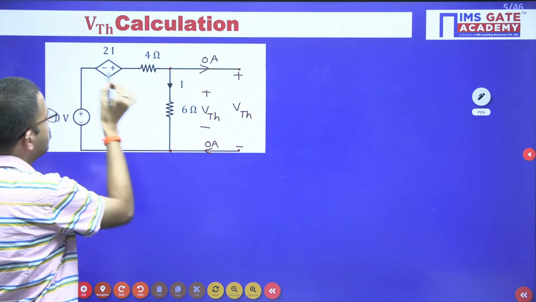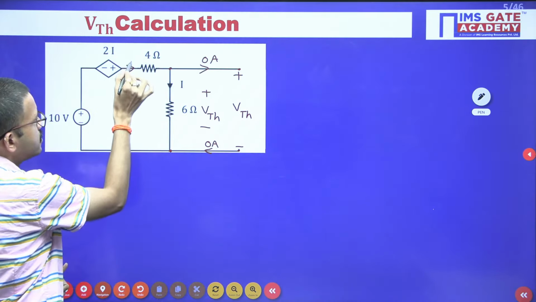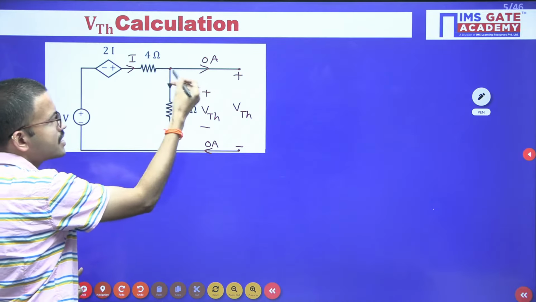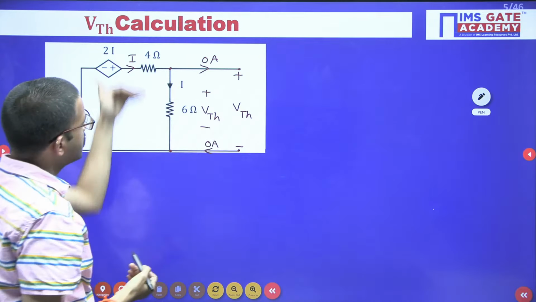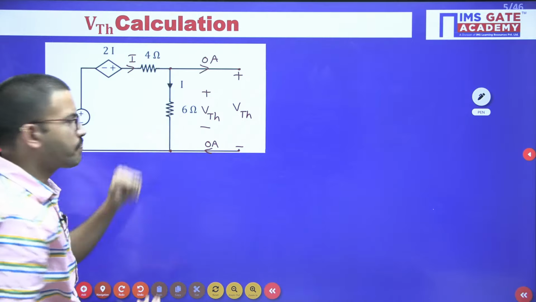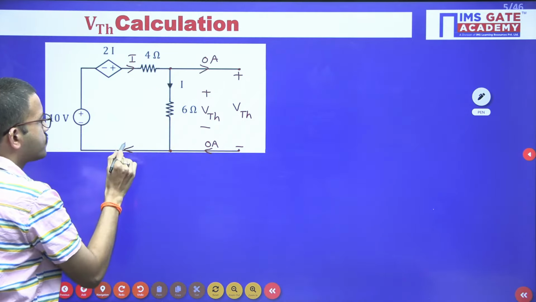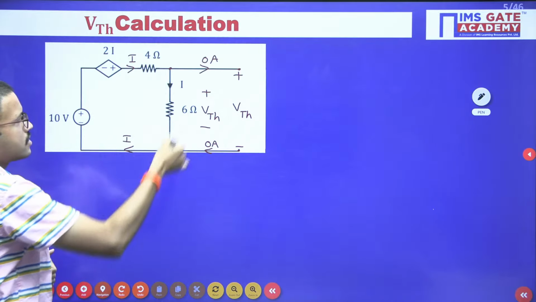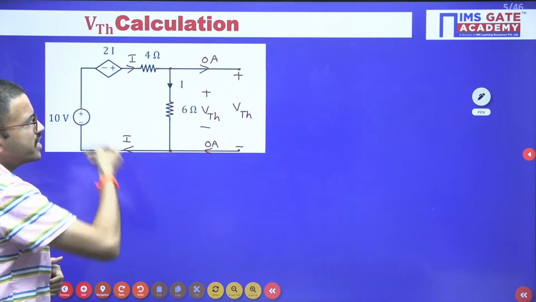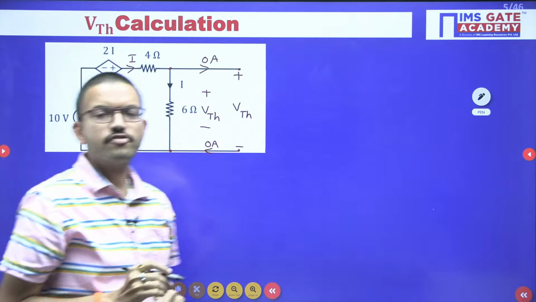Yes or no? See, whatever the current enters to this particular node, since there is no current flowing in this particular branch, the entire current is flowing like this, and in this branch there is no current. The same current is flowing like this. In this way, the current I is flowing in this particular closed path. I hope all of you are getting.